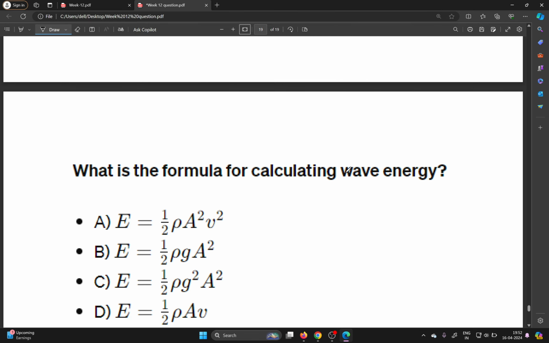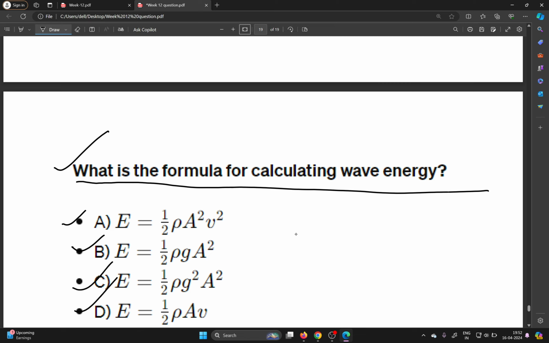Now this is the last question for today. What is the formula for calculating the wave energy? Option A, E is equal to half rho A square V square. Option B, E is equal to half rho g A square. Option C, E is equal to half rho g square A square. Option D, E is equal to half rho A V. Which one is correct, A, B, C, D? Try to give the answer of this question. Very easy question. Even if you do not know the formula, you can go through some trick and you can give the answer.